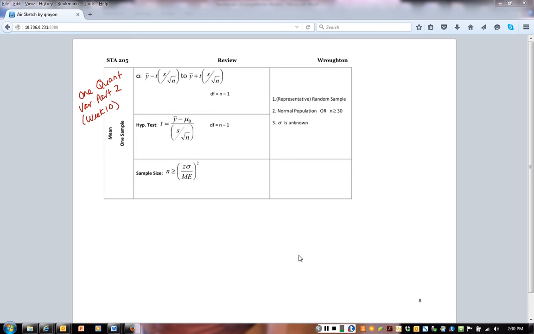Alright, so how do you know that you're here? Again, you're only going to have one variable that you're looking at. This time, it's going to be quantitative. And again, you're either going to be doing a confidence interval, a hypothesis test, or finding sample size.